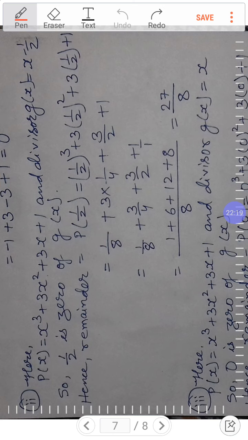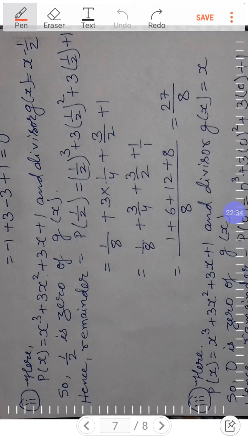Hence remainder becomes P. In place of x we will be writing 0 of divisor, that is 1 by 2. So P 1 by 2 is equal to 1 by 2 whole cube plus 3 into 1 by 2 square plus 3 into 1 by 2 plus 1.